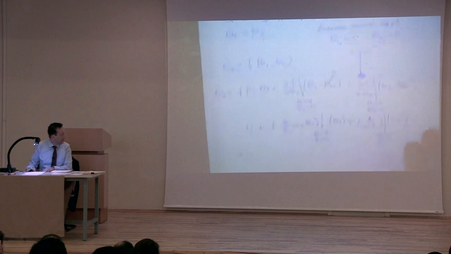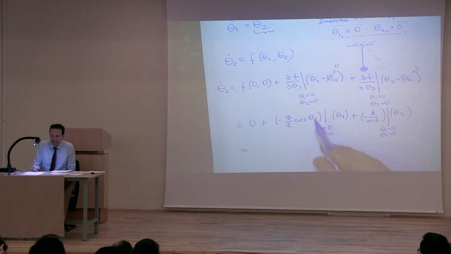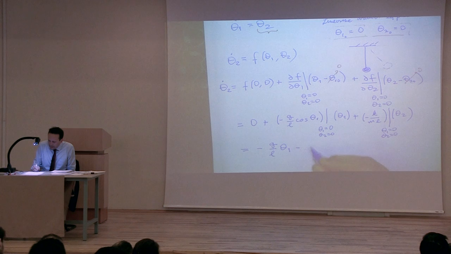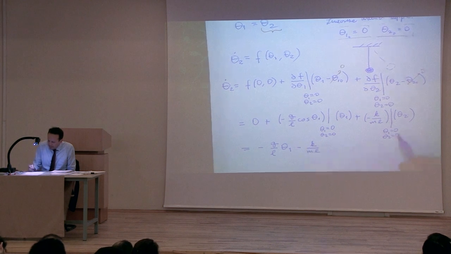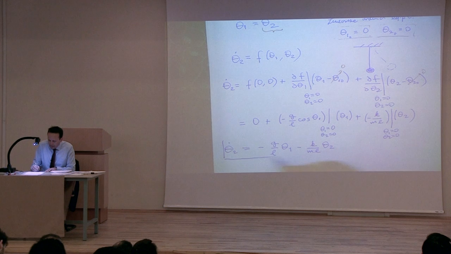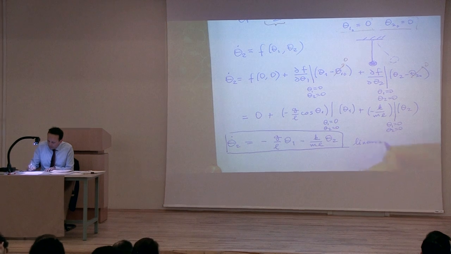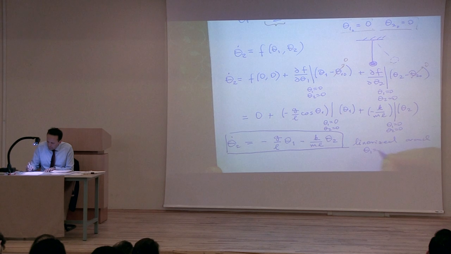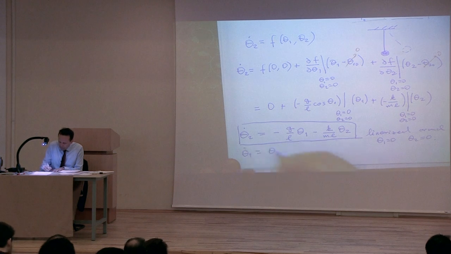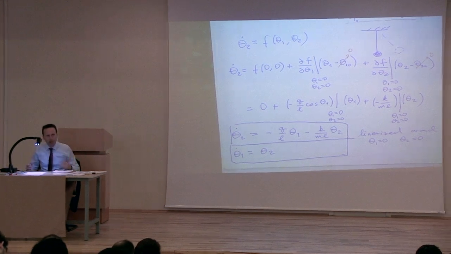Is equal to... What is this one? If you put a 0 over here, you get 1. So it is minus g divided by l times theta 1 minus k divided by ml times theta 2. There's nothing here. So it is theta 2 dot. And that's your linear equation, linearized around theta 1 is equal to 0, theta 2 is equal to 0. And the second equation was theta 1 dot is equal to theta 2, so that is linear already. So these are your two linear equations, linearized around the equilibrium point.